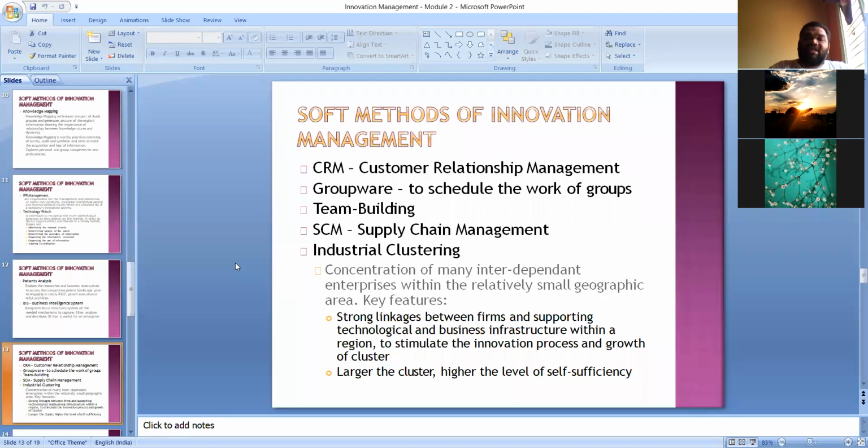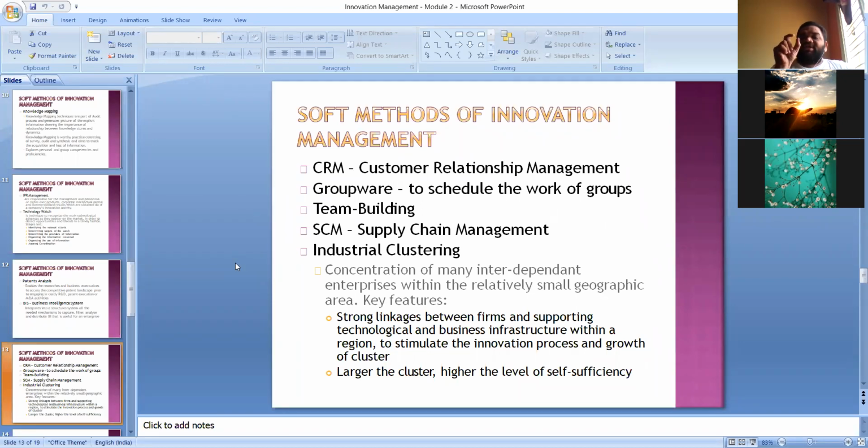The next one, the last of the soft methods of innovation management, is industrial clustering. So what do you mean by industrial clustering here? If you see the name itself, it is telling cluster means group. Cluster means group, making all industries a group, a concentration of many interdependent enterprises.